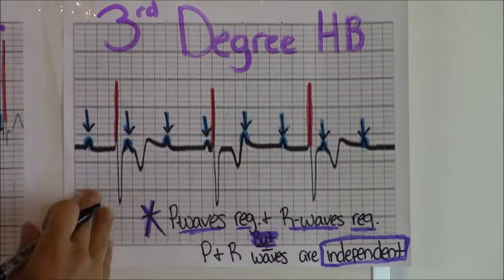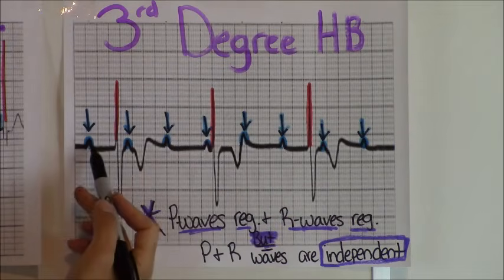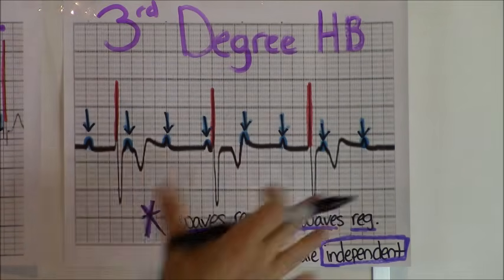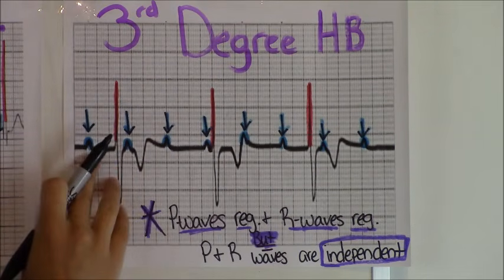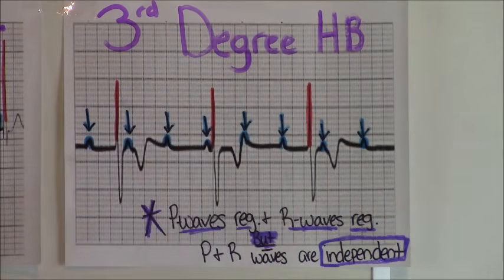And our PR interval, it's very abnormal. It's all over the place. Here's a P wave. Actually, you really can't even measure the PR interval, because your P waves are not with your QRS. Remember, they're beating independently, so that's not even an issue.